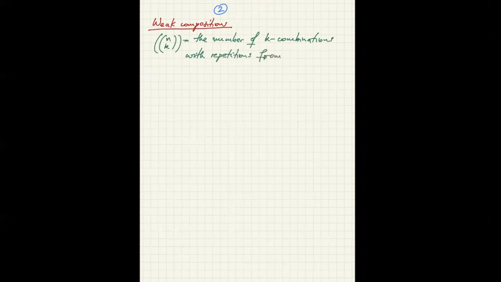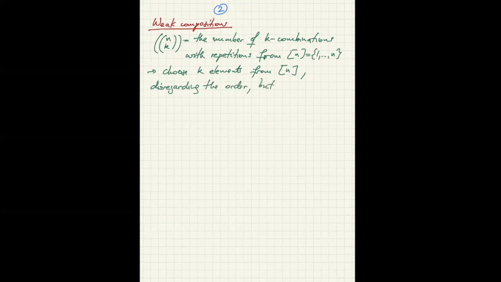So to make our life easier, take our usual set [n], which consists of all the integers from 1 to n. So essentially here, what we want to count, we basically choose k elements from this set [n], and the order doesn't matter, so we disregard the order, but allowing repetitions.